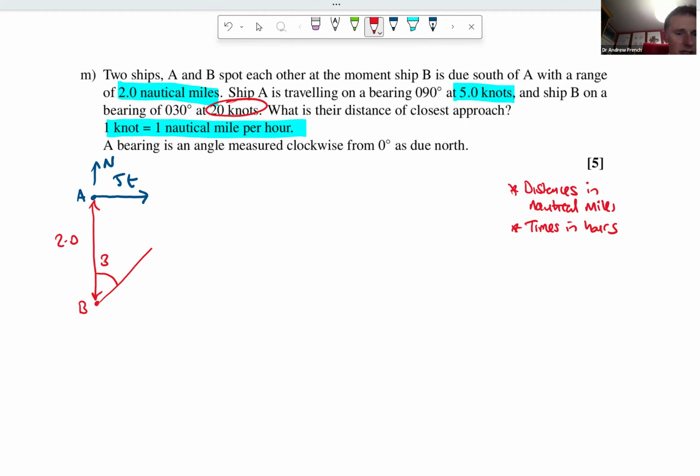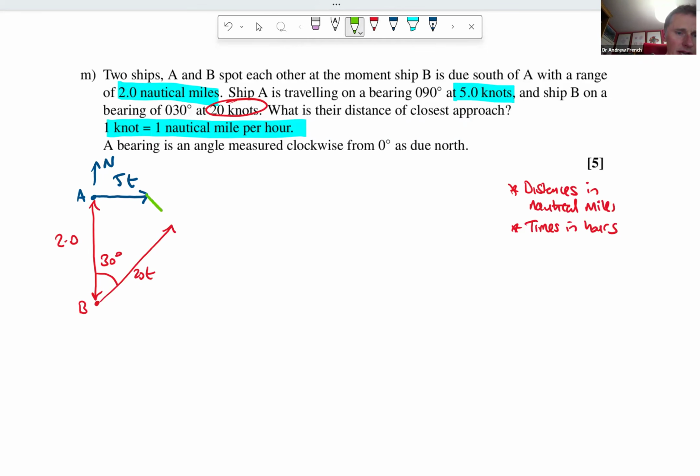That's going to be 30 degrees. So that distance there is 20t. We probably ought to have it at a little bit of an angle, so I'm going to increase that a little bit, just up there. There you go. Right, so there we are. So that's 20t. And what we're trying to work out is the distance of closest approach.